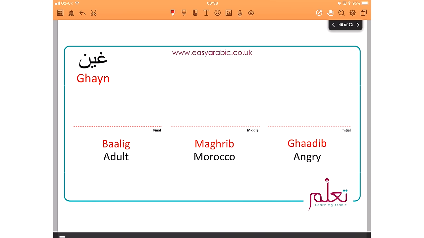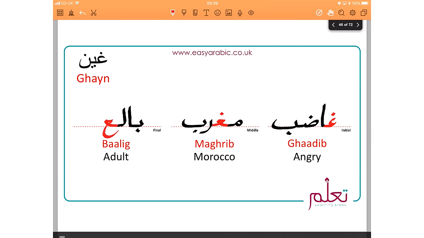So first one is ghadib. So that's a ghain. Then we have the alif. Then we have the dot. And then we have the ba. Next one is Maghrib for Morocco. We have the mim. Then we have the ayn, so going up. Then we have the ra. And the ba, because the ra is a naughty letter. Last one is baligh. So we have the ba, then the alif, ba, then we have the lam, then we have the ghain, so that goes up, and baligh.